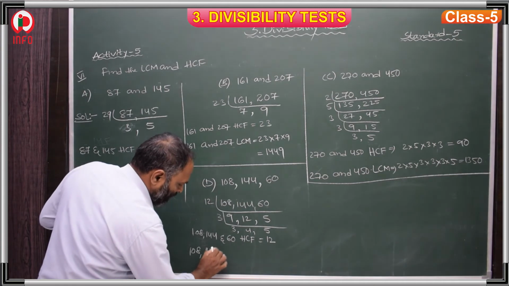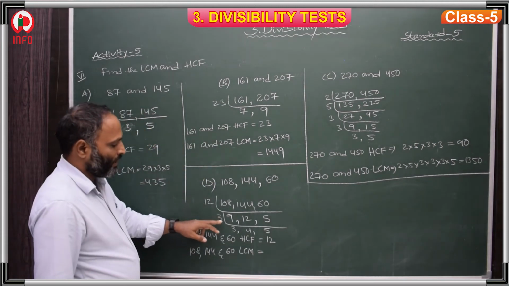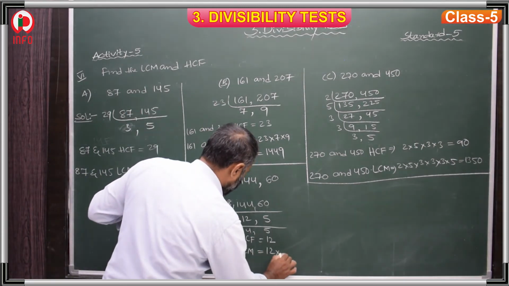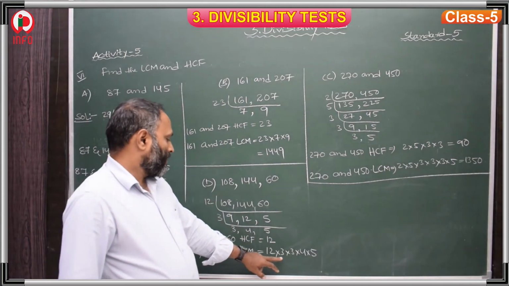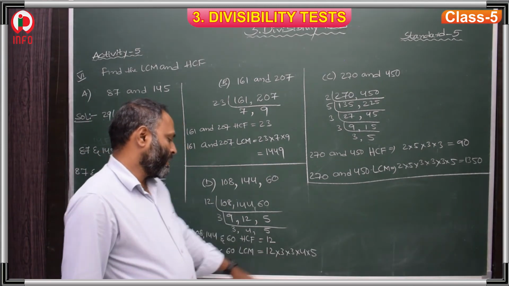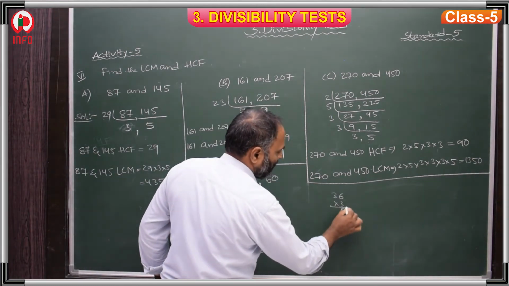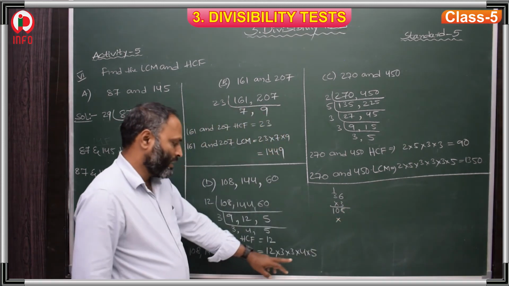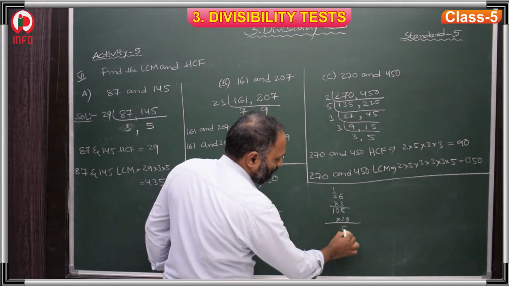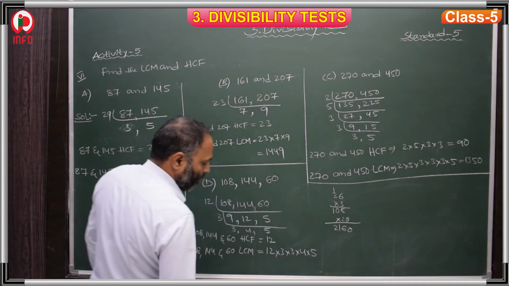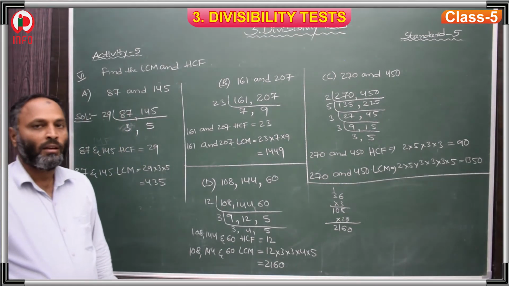The LCM of 108, 144 and 60 is equal to 12 into 3 into 3 into 4 into 5. 12 threes are 36, 36 threes are 108, and multiplied with 20: 2 fours are 8, 2 eights are 16, 2 ones are 2, and this 0. 2160. This is our LCM.